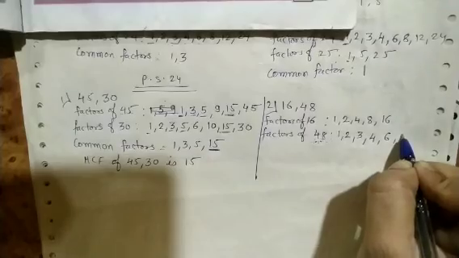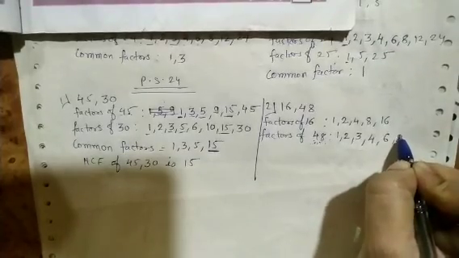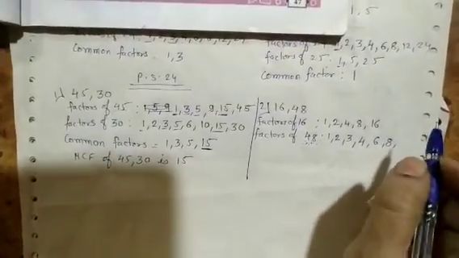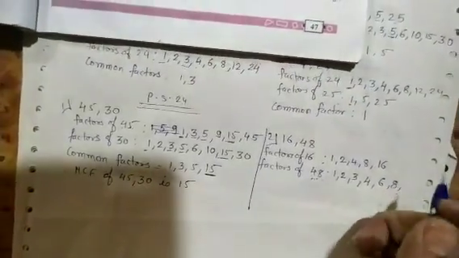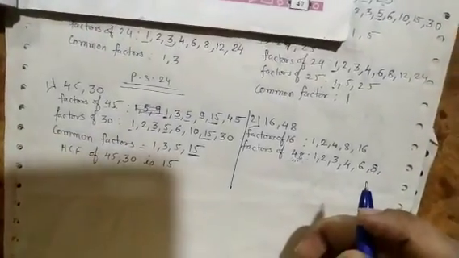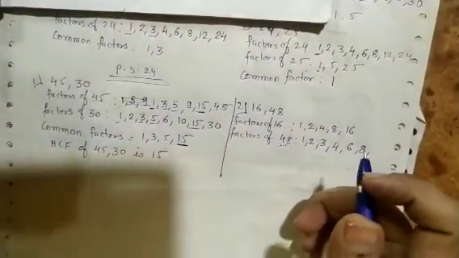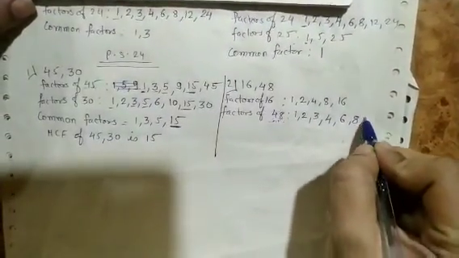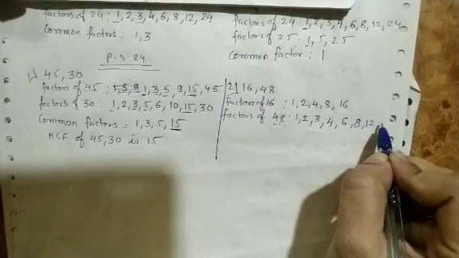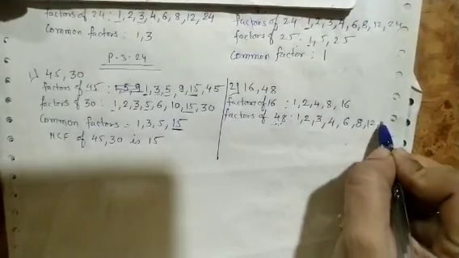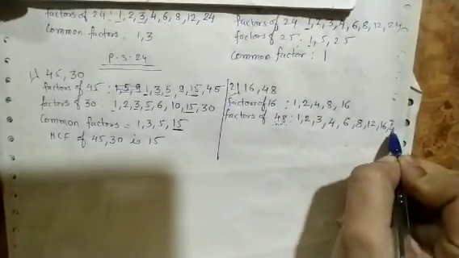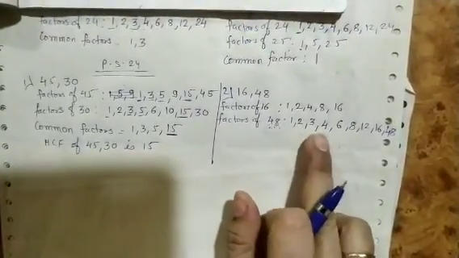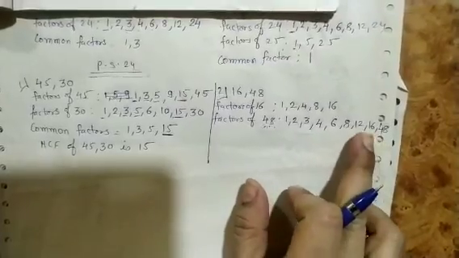Okay, 8 6s are 48. Then it is divisible by 12. That is 12 1s are 12, 12 2s are 24, 12 3s are 36, 12 4s are 48. Then 16 3s are 48, and after that 48 1s are 48. Okay, then these are the numbers: 1, 2, 3, 4, 6, 8, 12, 16.